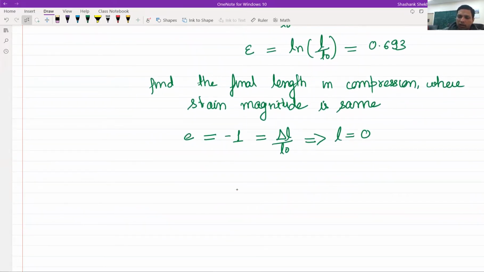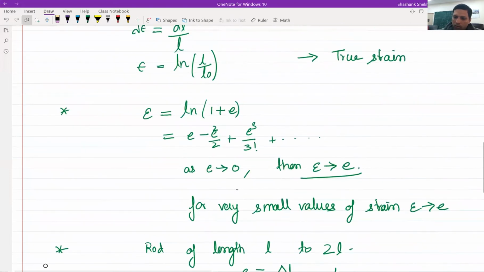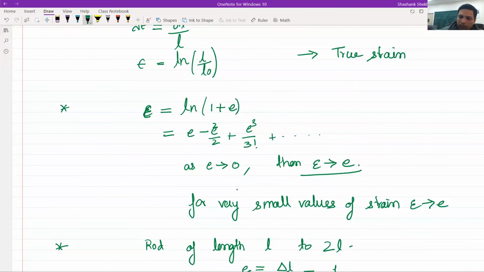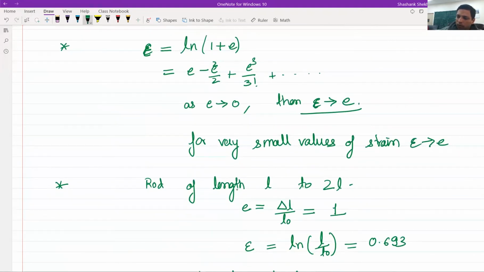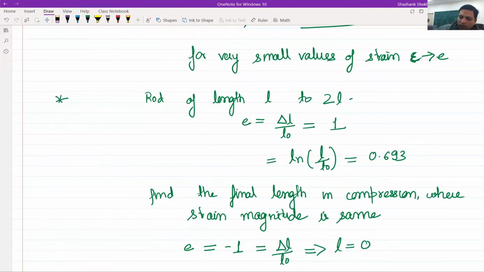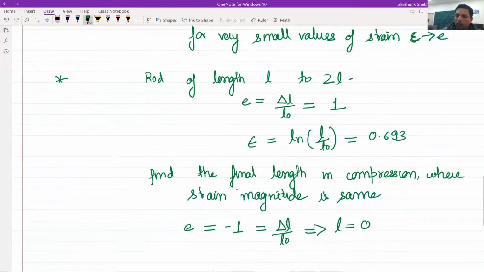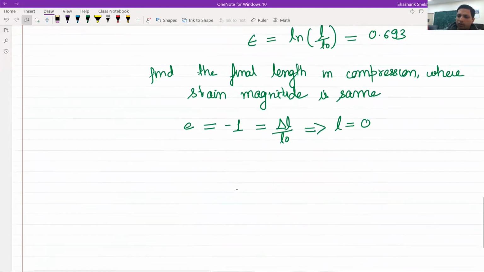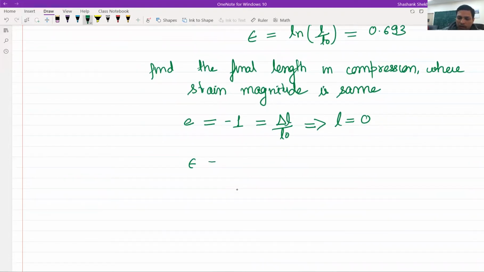Now let's do the other thing. I have used the wrong expression from here. It should have been epsilon. Sorry about this. I am changing it because we keep using this and it will become difficult to follow if I keep changing it. So remember, we use epsilon for true strain. Now we know that epsilon is equal to minus 0.693, which is equal to ln L by L naught.